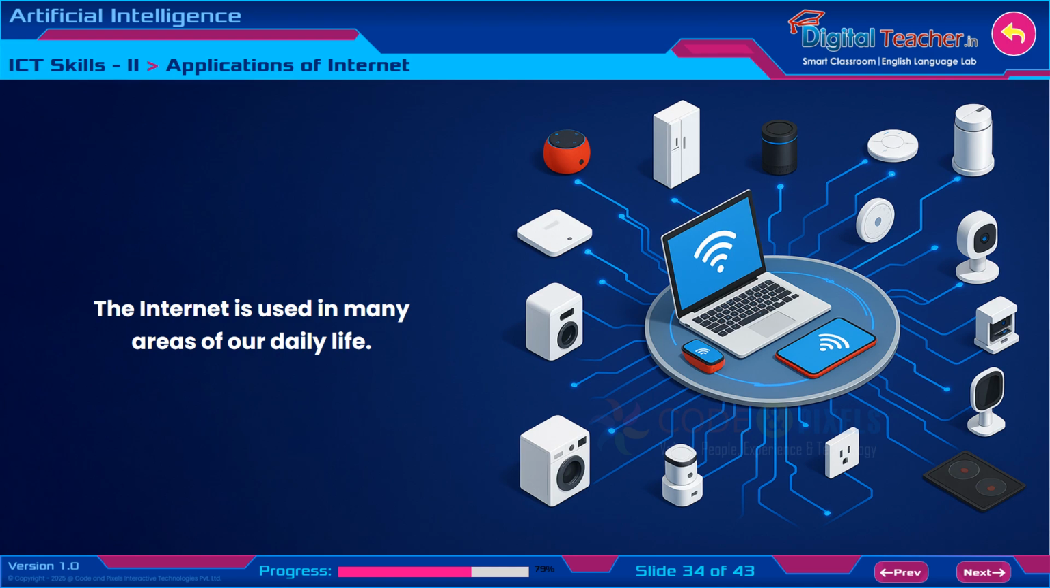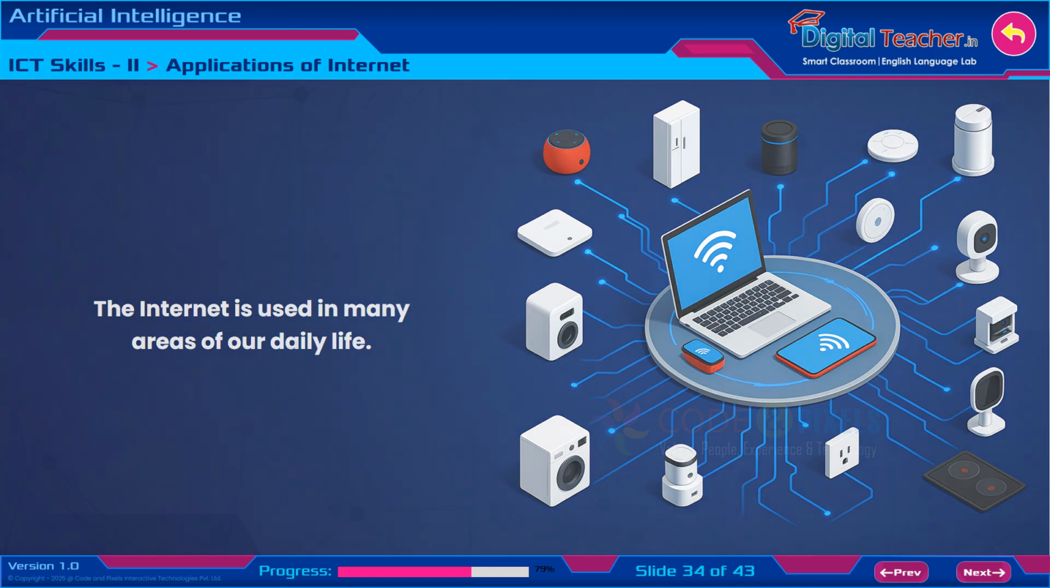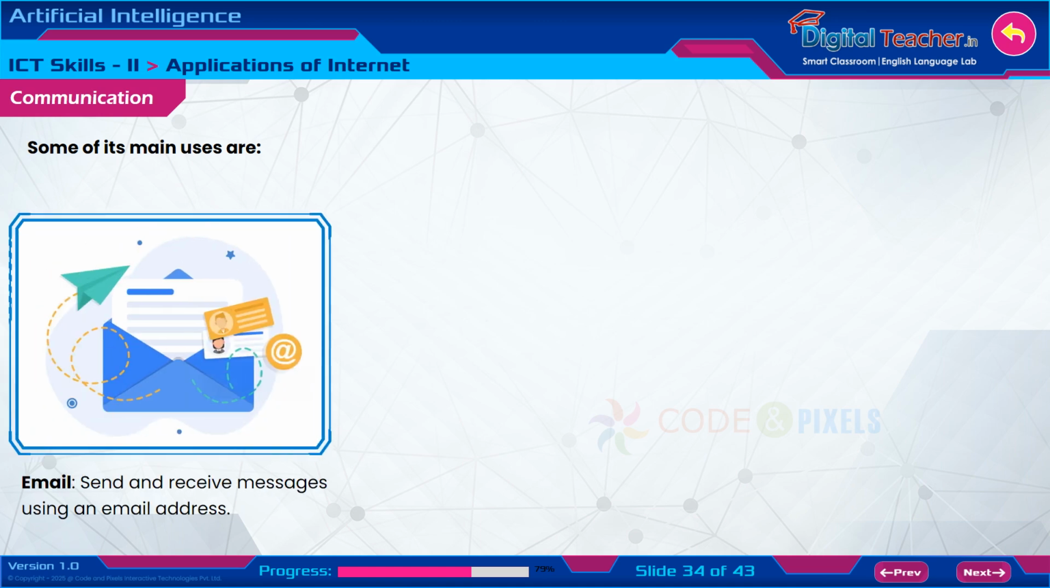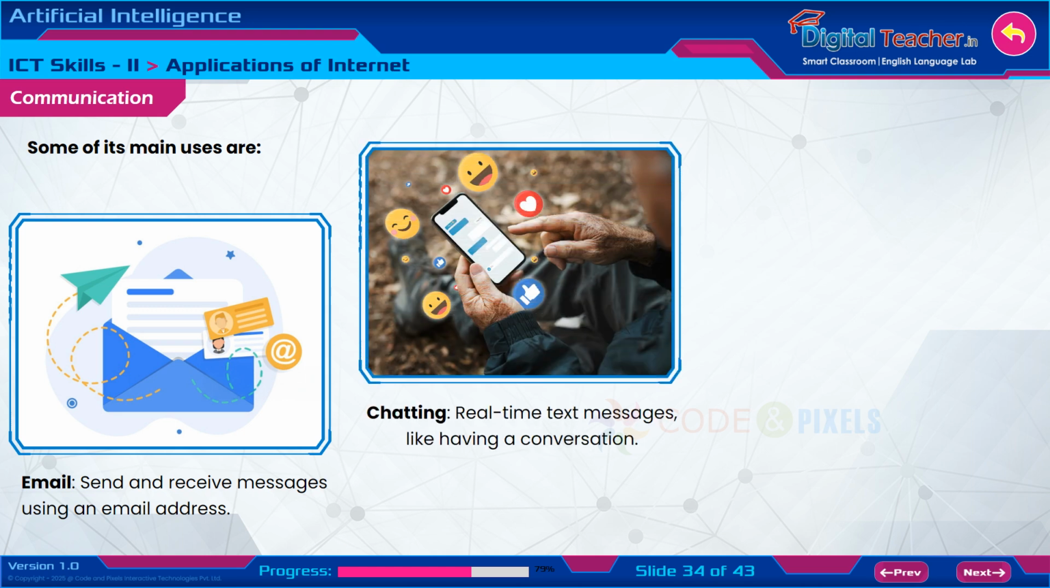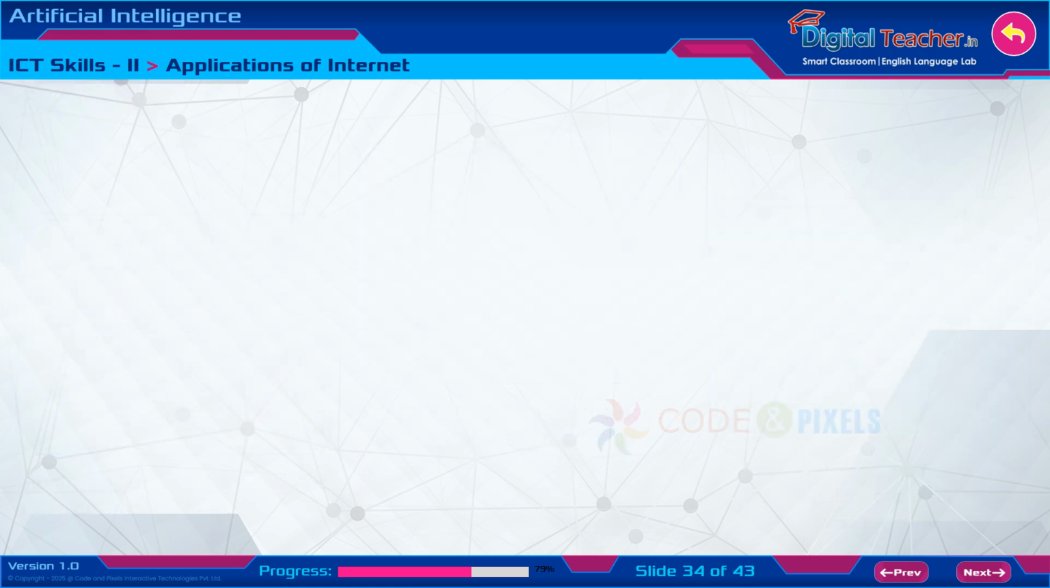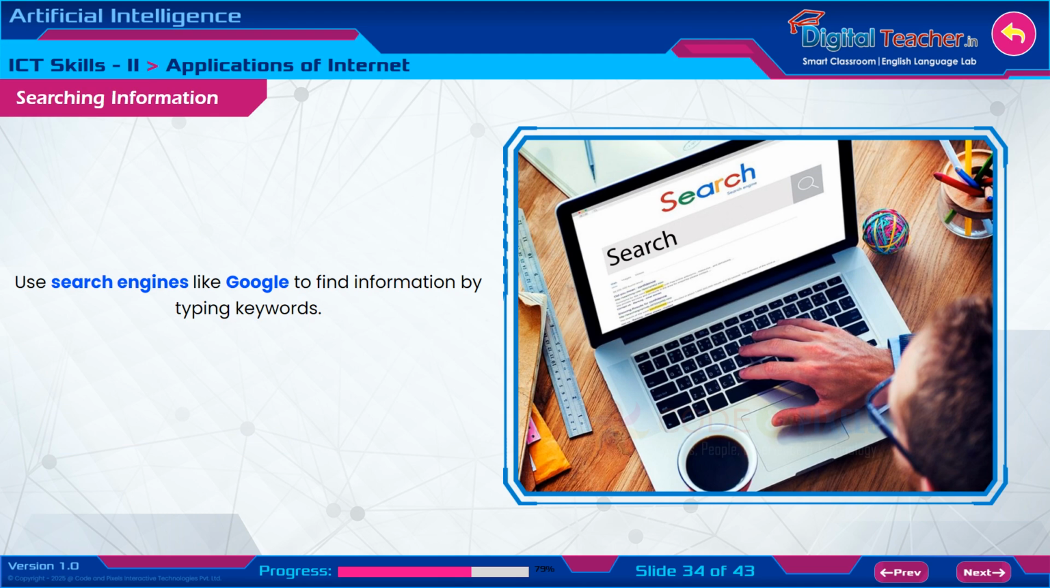The Internet is used in many areas of our daily life. Communication. Some of its main uses are: email, send and receive messages using an email address. Chatting, real-time text messages, like having a conversation. Video conferencing, talk and see people online, share screens, and work together. Searching information. Use search engines like Google to find information by typing keywords.